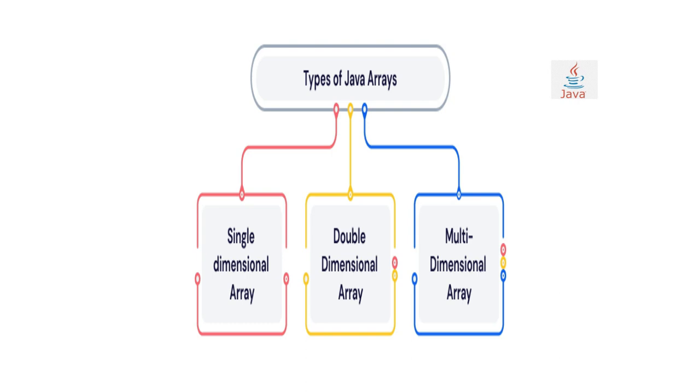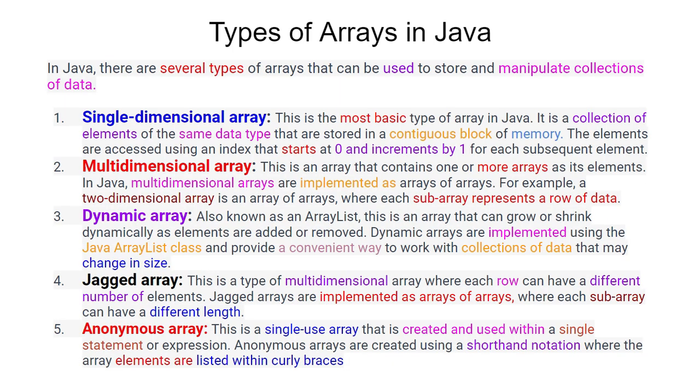Basically, arrays in Java have three types: single dimensional, double dimensional, or multi-dimensional array. On top of that, an array can have several types of data, so we can store those data in different ways. Based on that category, we have classified the types of array in Java.